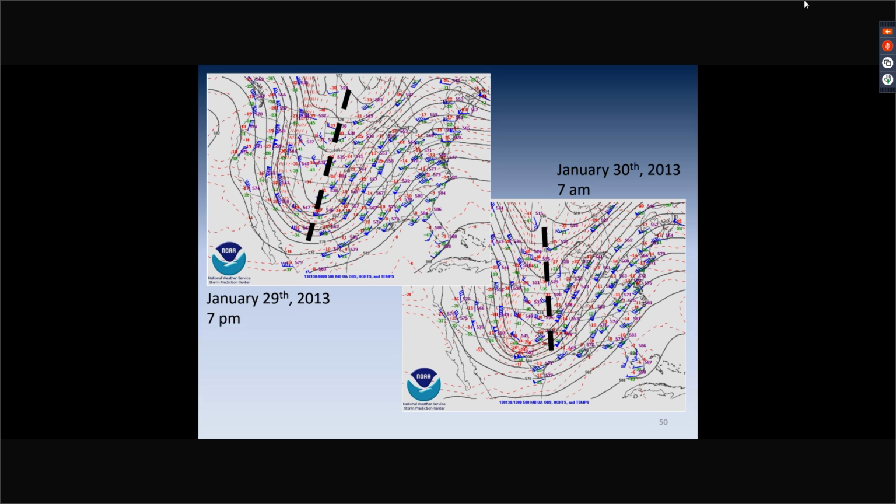Sometimes an upper level trough won't get to neutral. It'll stay positive all the way across. Sometimes it'll go positive, neutral, and then get to negative. And this is an example of that. So this is from January of 2013. In the evening, these two are the 500 millibar charts. They're 12 hours apart. All right, so you can see kind of a positive tilt at 7 p.m. in the evening to a slightly negative tilt 12 hours later.